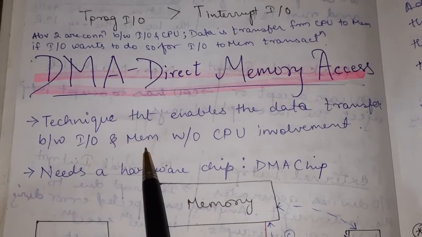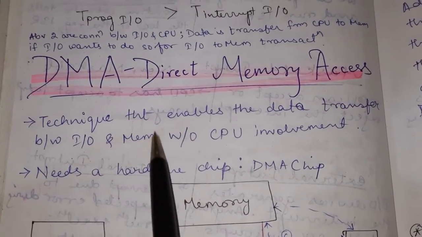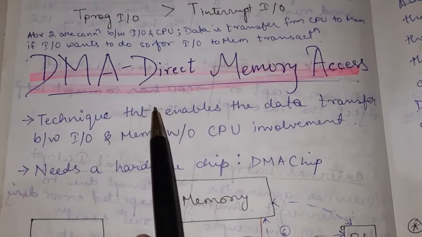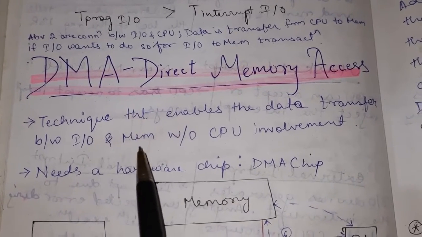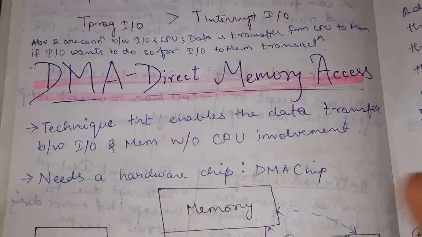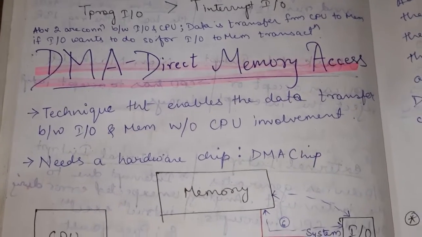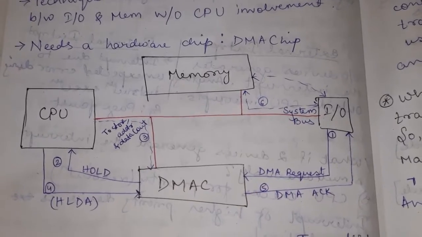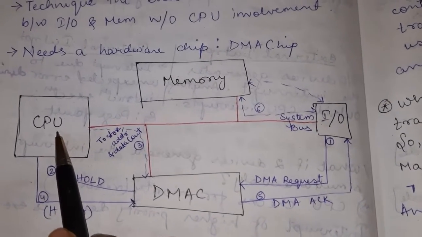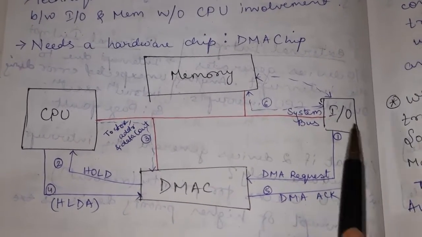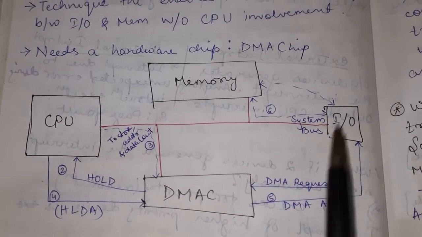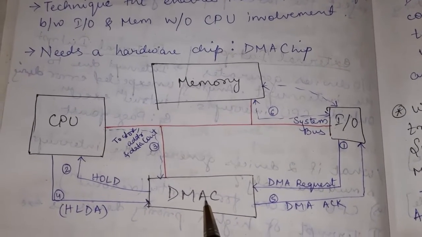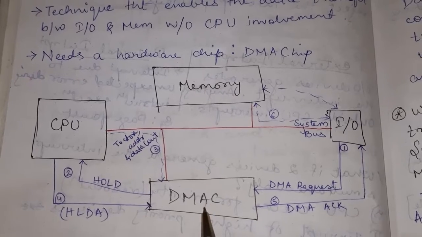As per analogy, earlier we were seeing how teacher and student were interacting to update the attendance, but now here the student shall update the attendance. So we can see from this figure we have the CPU, that is the teacher; memory, the attendance sheet; input output, each and every student; and DMAC, suppose this is the CR or monitor of the class.